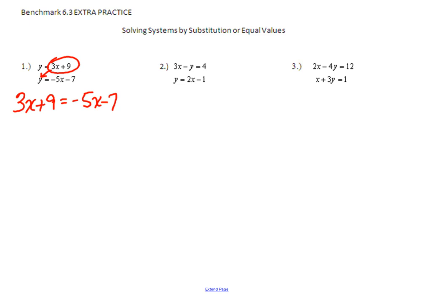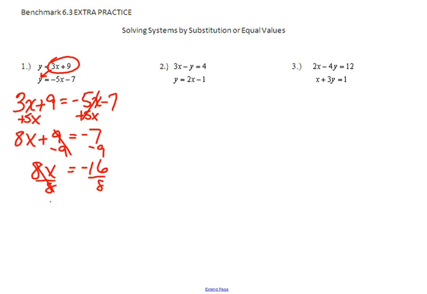I'll take my x's and move them to the left side, whether you flip and switch or just add the opposite to both sides. This will give me 8x. In the same step, if you want, you can just go minus 9, or turn it into two steps here. And then divide by 8. We get x equals negative 2.